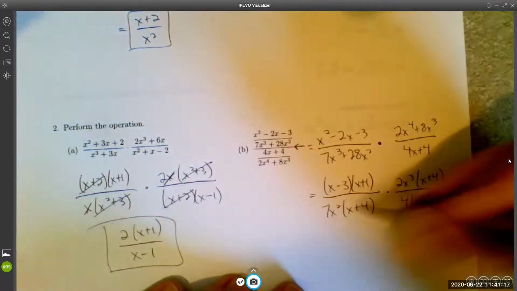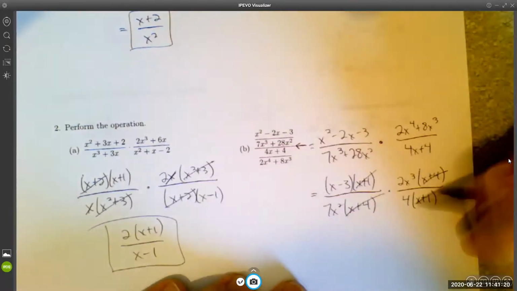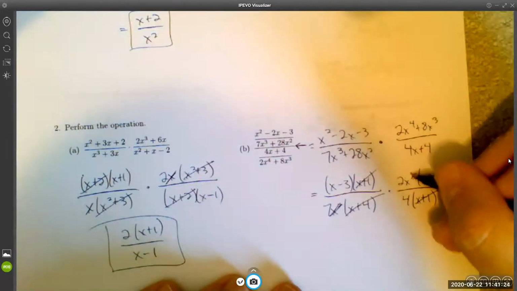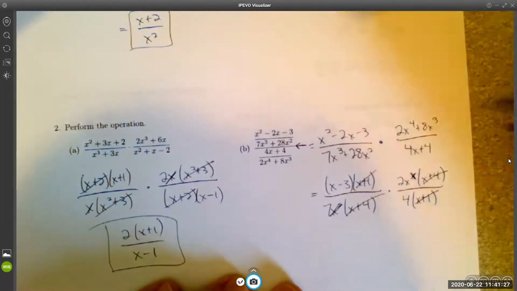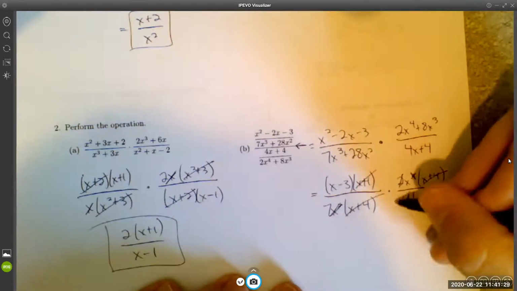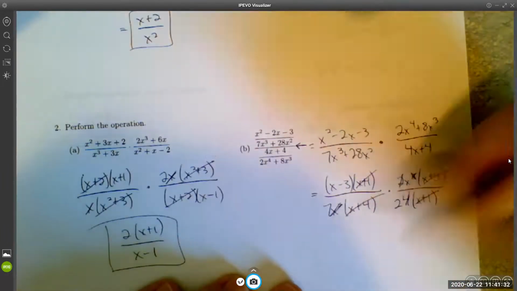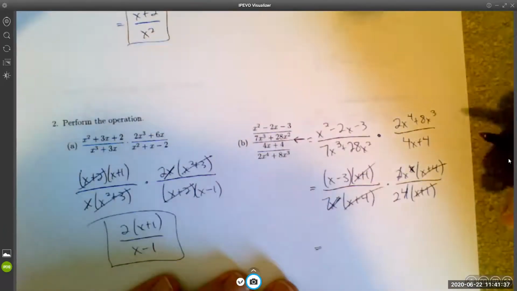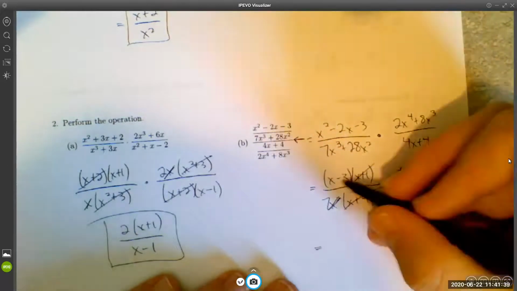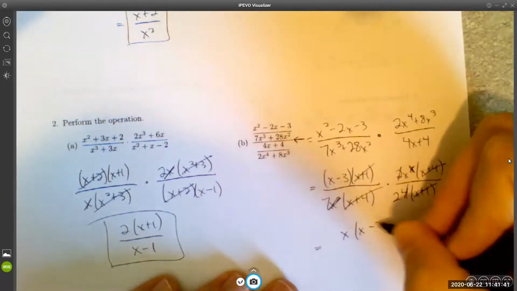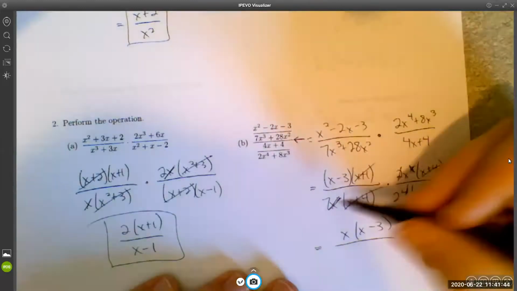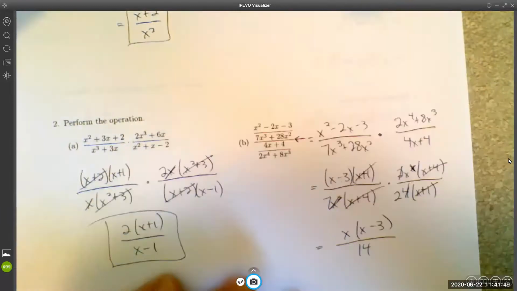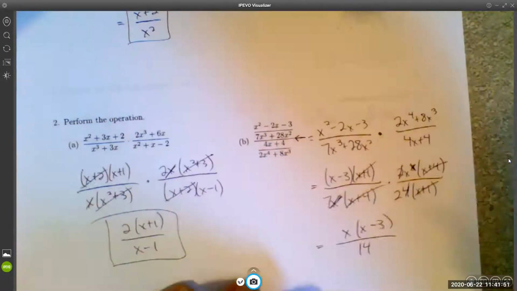Okay, so the x plus 4s are gone, the x plus 1s are gone. This x squared here will cancel 2 of these x's and leave one of them behind. And then this 2 and this 4 will cancel and leave a 2. Of course, I've got a 7, right? 7 times 2 is going to be 14. So if I throw it all together, I've got an x and an x minus 3 left in the numerator. In the denominator, I've got a 7 and a 2. Oh, and that's it, right? Everything else got canceled. So that's what that one looks like.